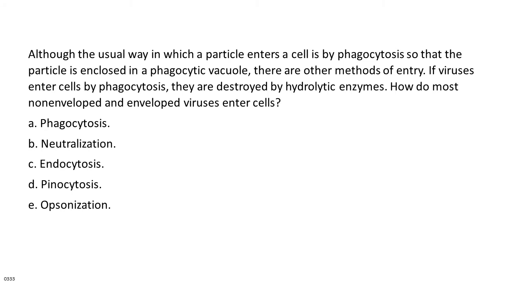Although the usual way in which a particle enters a cell is by phagocytosis, so that the particle is enclosed in a phagocytic vacuole, there are other methods of entry. If viruses enter cells by phagocytosis, they are destroyed by hydrolytic enzymes. How do most non-enveloped and enveloped viruses enter cells? A. Phagocytosis. B. Neutralization. C. Endocytosis. D. Pinocytosis. E. Opsonization.